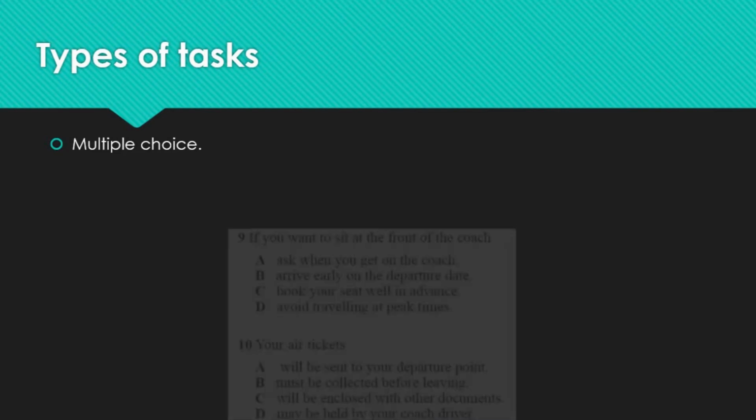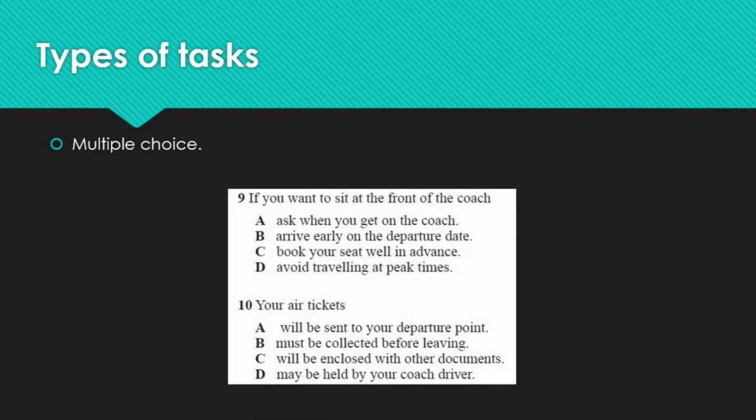The first and the most common type of question would be MCQ or multiple choice questions. Over here, you will read the passage and choose the correct option. Sounds simple, right? Yes, for the general candidate, it will be easy, so don't worry.